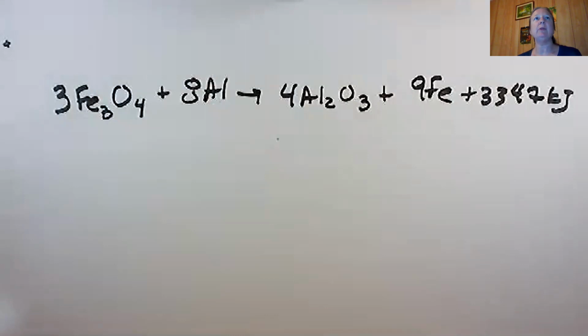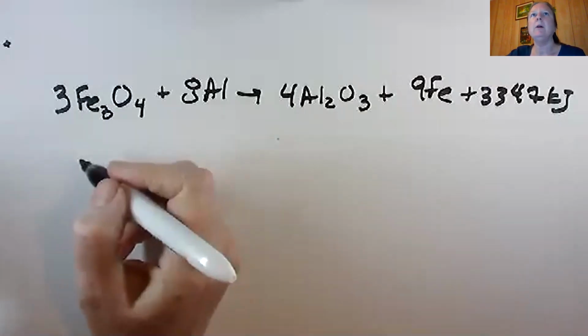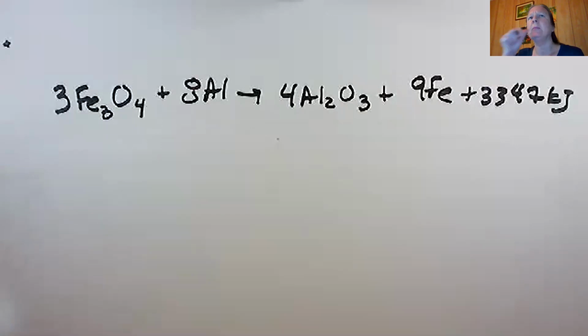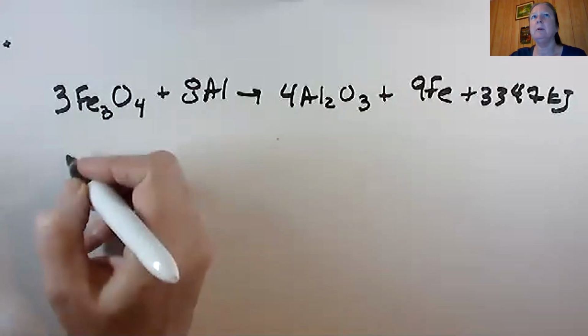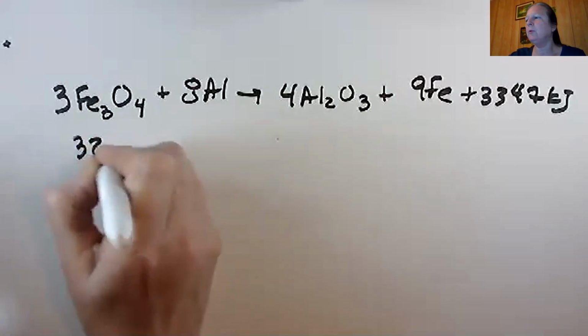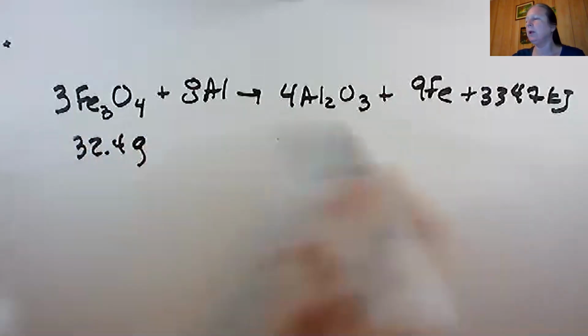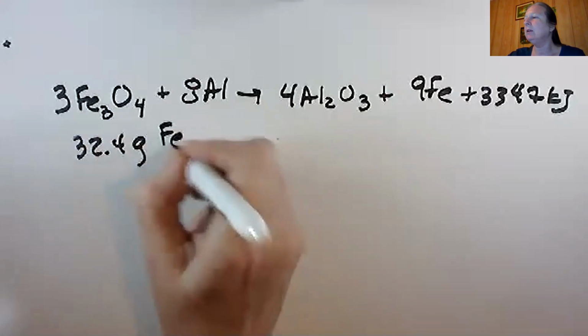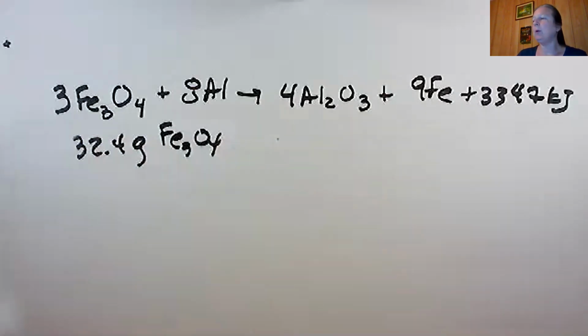And the first question is how much heat is liberated. So you can kind of think, how much heat do I make when 32.4 grams of, well, Fe3O4 is actually kind of iron 1 and 2 oxide, so don't get confused about that. 32.4 grams of this reacts with aluminum.